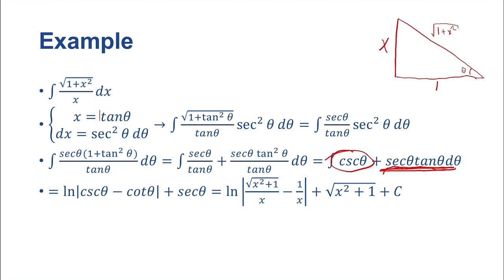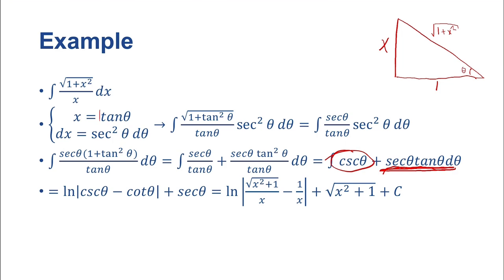Well, now we need to look at our triangle. So we need to find the cosecant of theta. So that's going to be our square root of 1 plus x squared term over our x. So we have the natural logarithm of the square root of x squared plus 1 over x. Now we subtract that from this cotangent of theta. So cotangent of theta is run over rise, so 1 over x, so minus 1 over x.